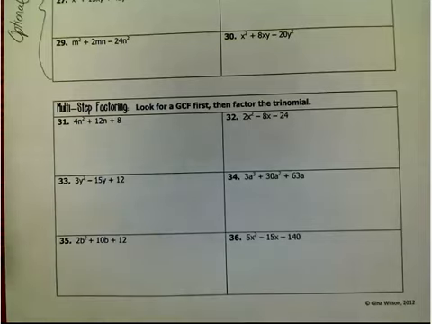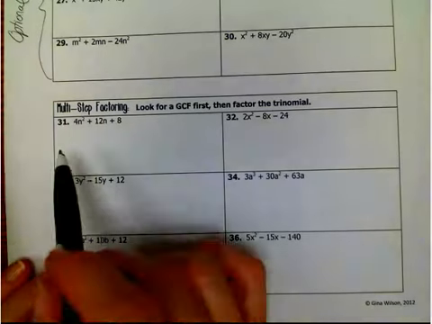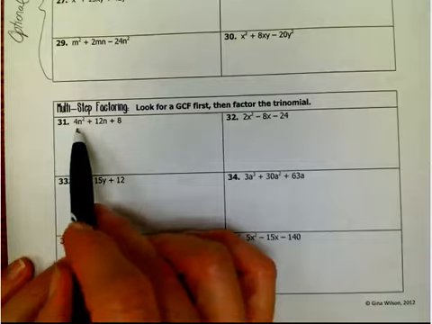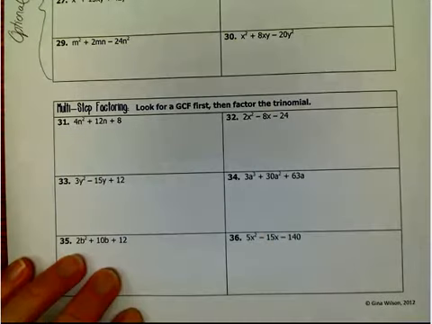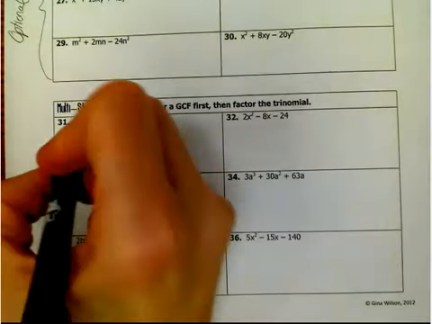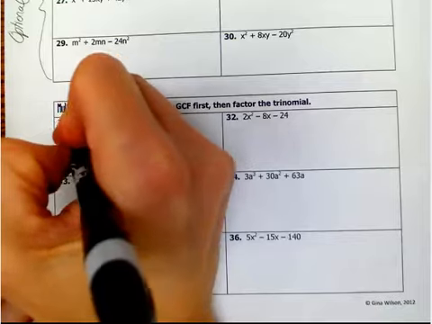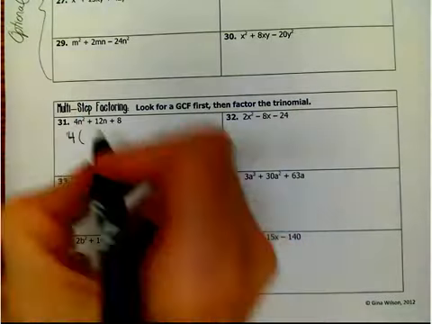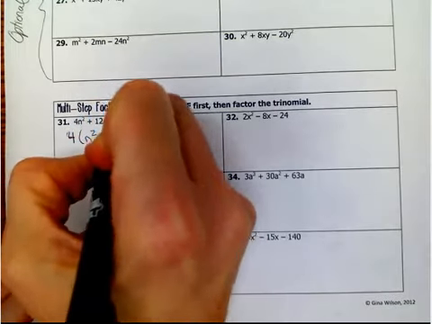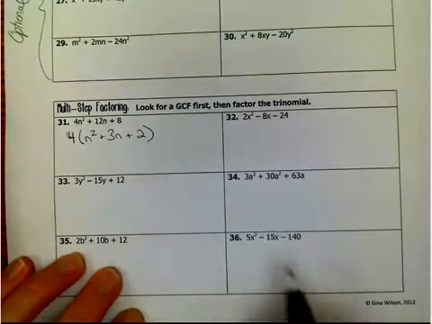The last thing we're going to talk about is multi-step factoring. And here we're basically going to look for a greatest common factor first before factoring the trinomial. And that really is just going to make the factoring process easier. So for 31 here, I want to look for a number that I could factor out of 4, 12, and 8. Well, I think 4 would be a good one. So I'm going to factor out that 4. And when I do that, I'm left with n squared plus 3n plus 2.